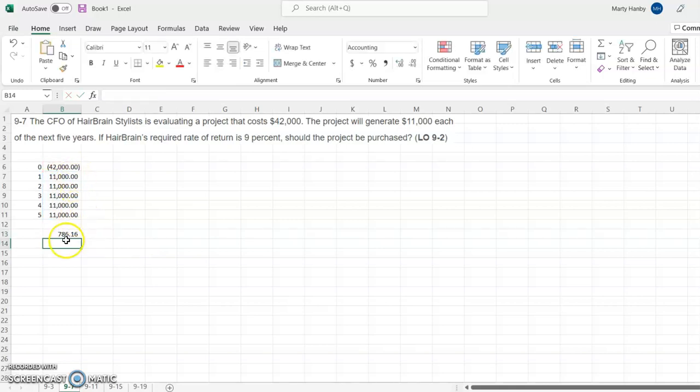So the NPV of this project with a 9% required rate of return is $786.16.